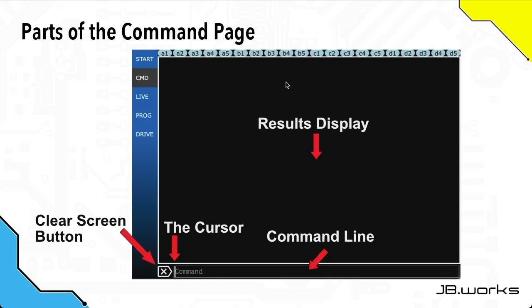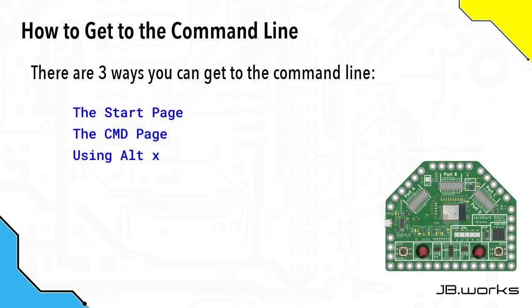This is the results display area, or the little window, and that's where the results of your commands will appear. And finally over here we have the clear screen button. And what that does is it clears this results display area, getting rid of any text that was there from previous commands. There are three ways in which you can get to the command line. The first is via the start page, the second is via the command page, and finally the third is by using the Alt-X keyboard combination.